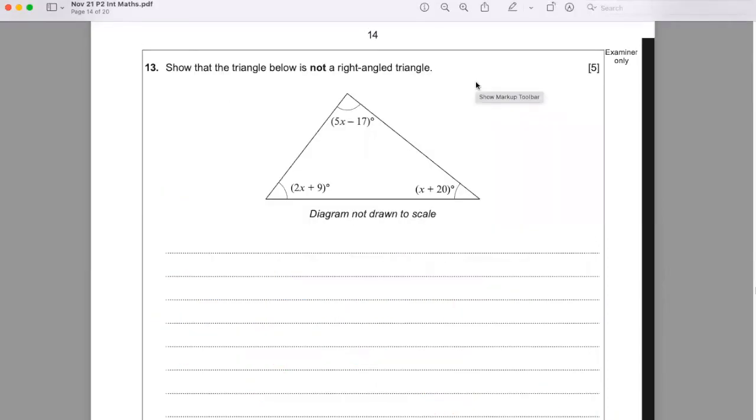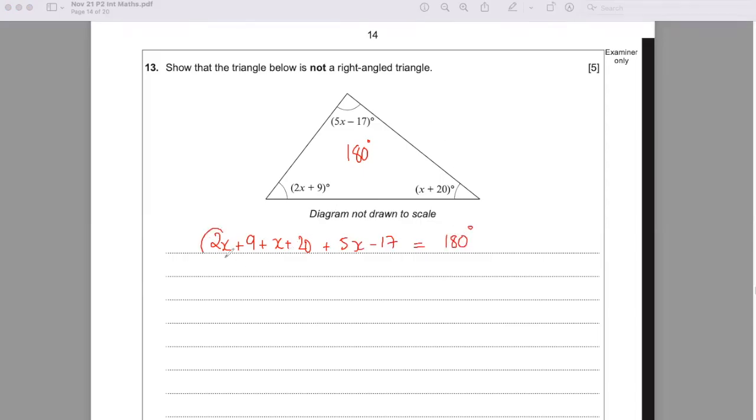Question 13, show that the triangle below is not a right angle triangle. So not a right angle triangle just means none of them is 90 degrees. Immediately when you look at the x there and the angle there, you've got to think about algebra and forming an equation. So you know angles in a triangle all add up to 180 degrees. So basically just add them all up. So 2x plus 9 plus x plus 20 plus 5x minus 17. That has to equal 180 degrees.